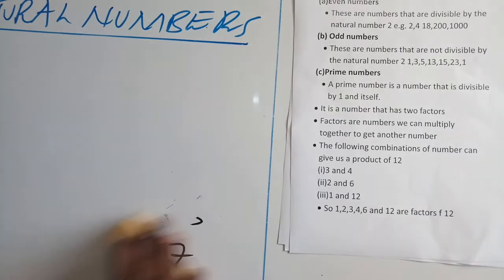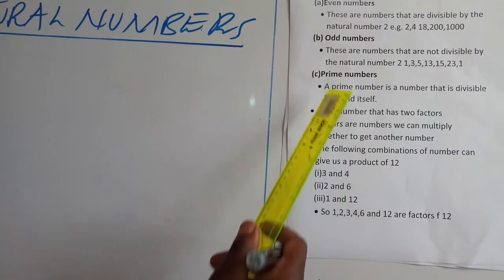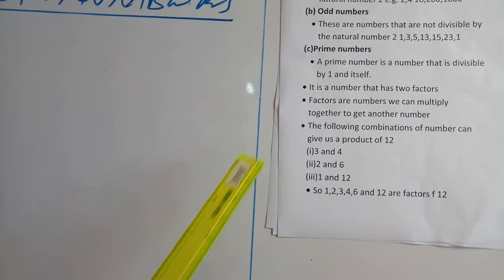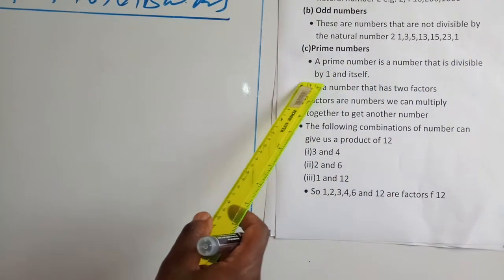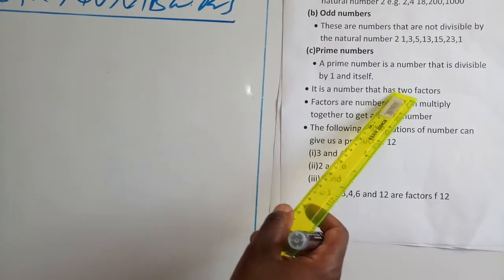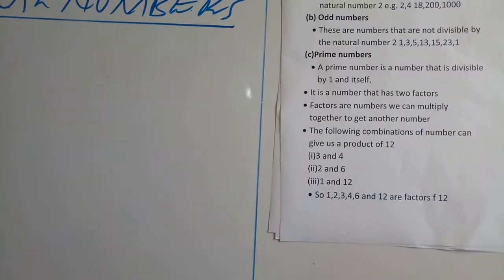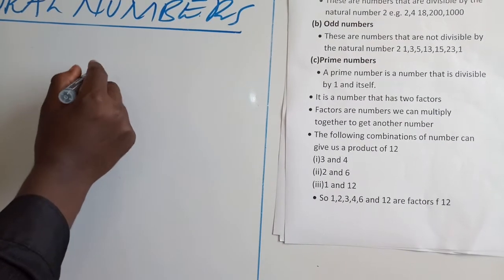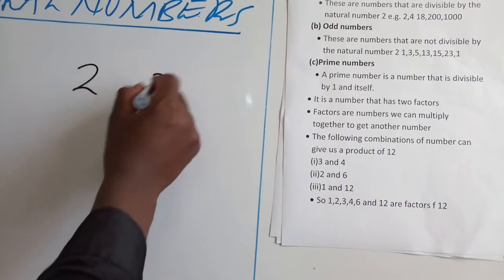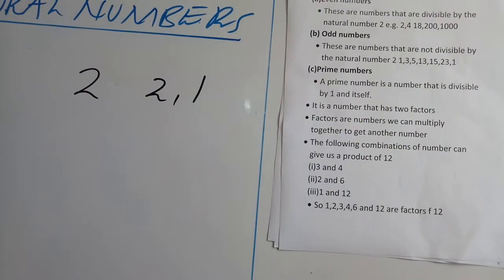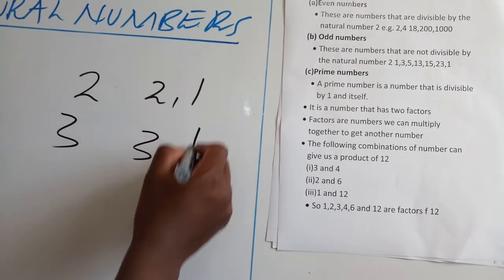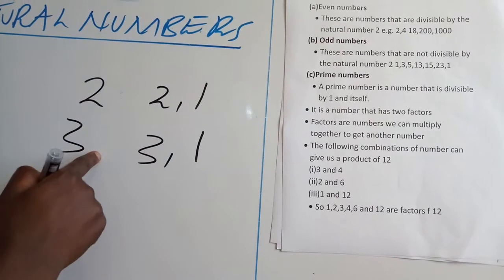We go to our next group. We have what you call prime numbers. So what's a prime number? A prime number is a number that is divisible by 1 and itself, basically a number which has only 2 factors. Examples will be numbers like what? 2. 2 has only 2 factors. That is what? 2 and 1. Now, a number like 3 has 2 factors also, 3 and 1. So these are what? Prime numbers.